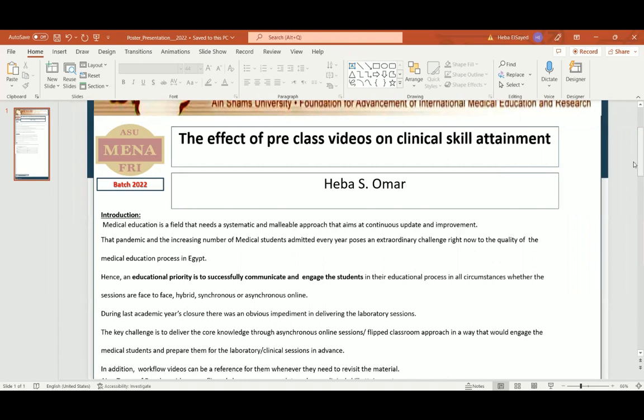During last year's academic closure, there was an obvious impediment in delivering the lab session. The key challenge is to deliver the core knowledge, using a flipped classroom approach, so students have it ahead of their actual session. In addition, those workflow videos can be a reference for them whenever they need to revisit the material.